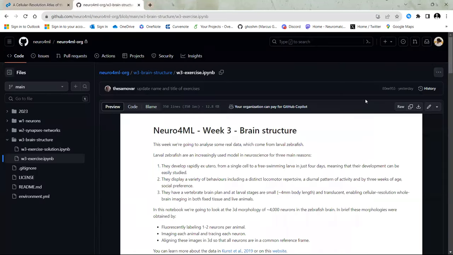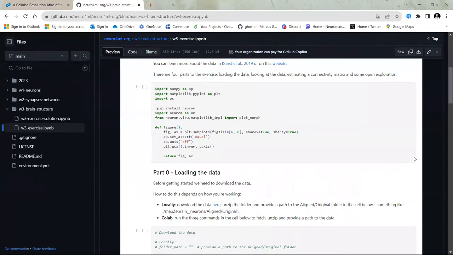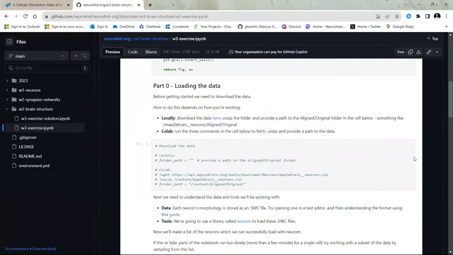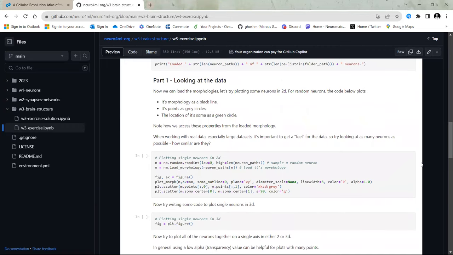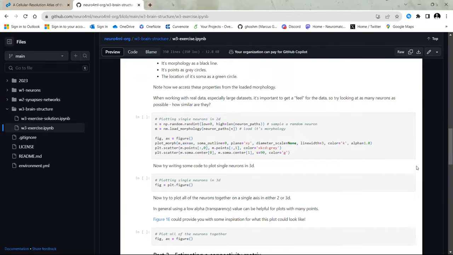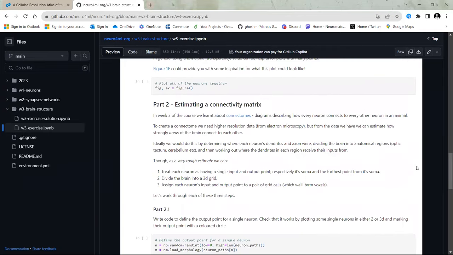Well, the exercise consists of four main parts. In part zero, you just need to load the data. How you do that depends on how you're working. There's different methods for if you're working locally or on CoLab, and there's instructions for both of those. Once you've downloaded the data, we're then going to look at the data in terms of both single neurons and plotting all of the neurons in the data set like we just saw. And we'll do that in two and three dimensions.